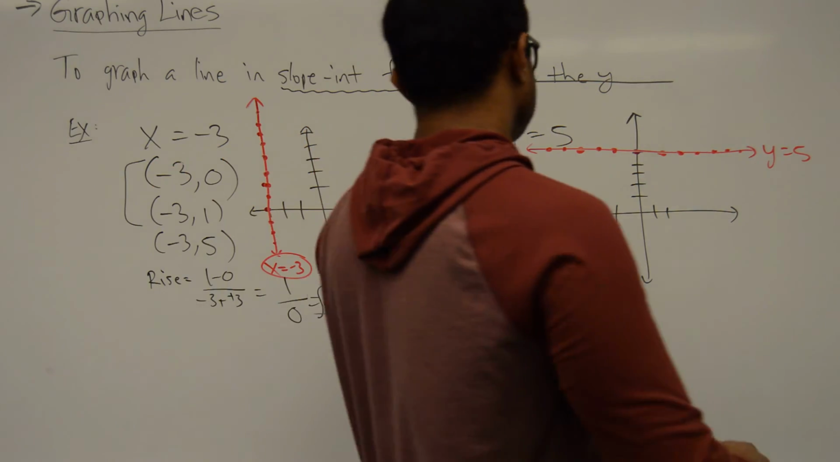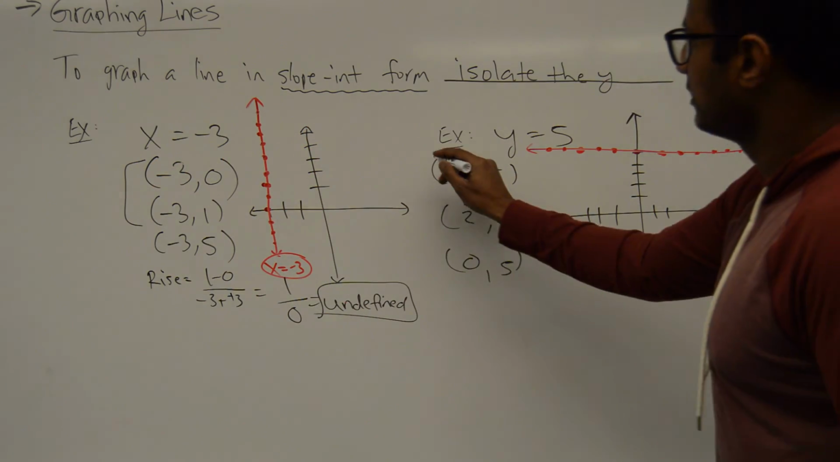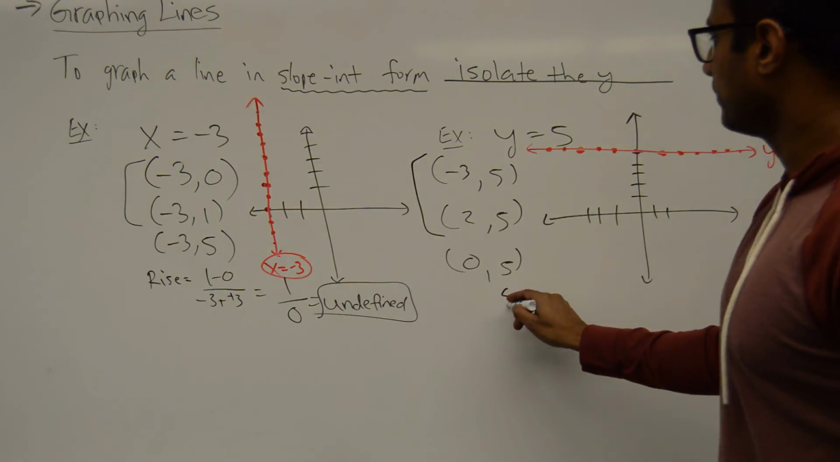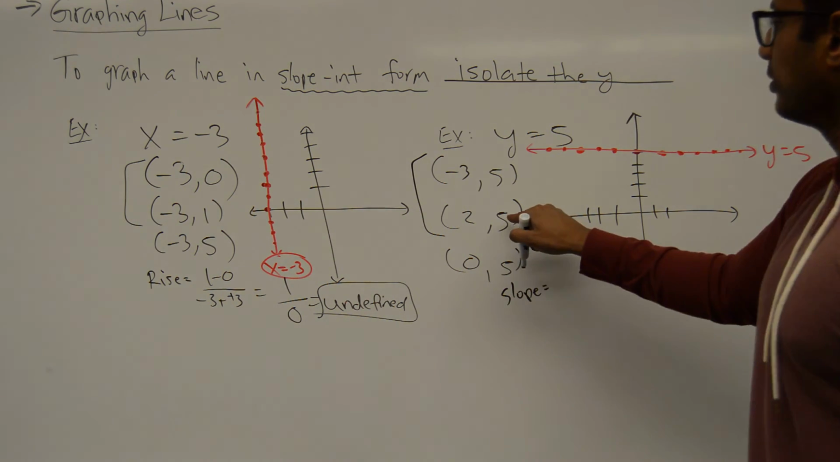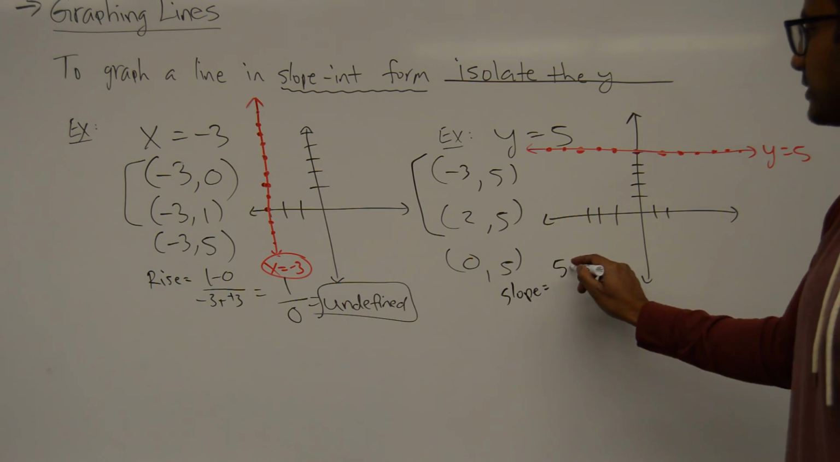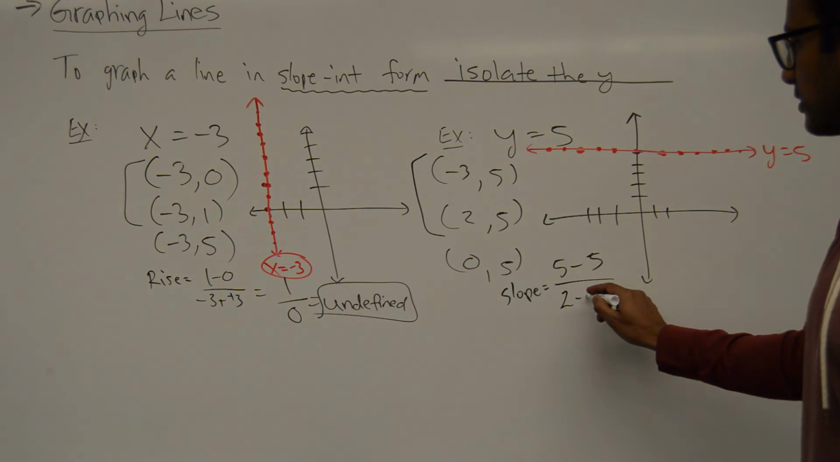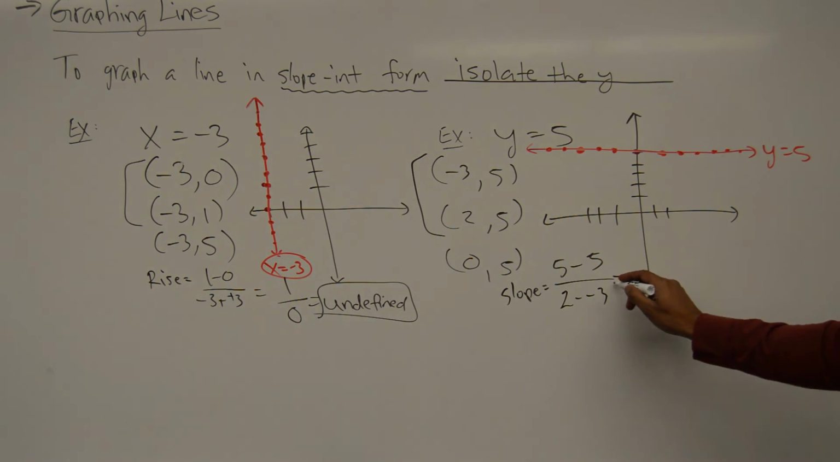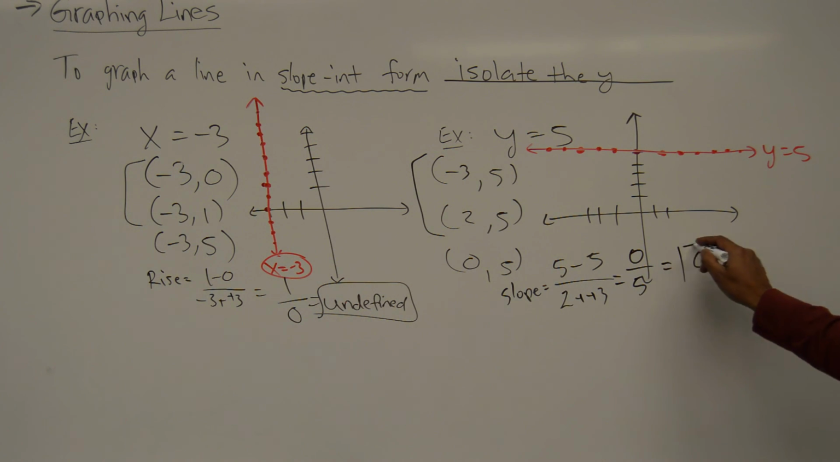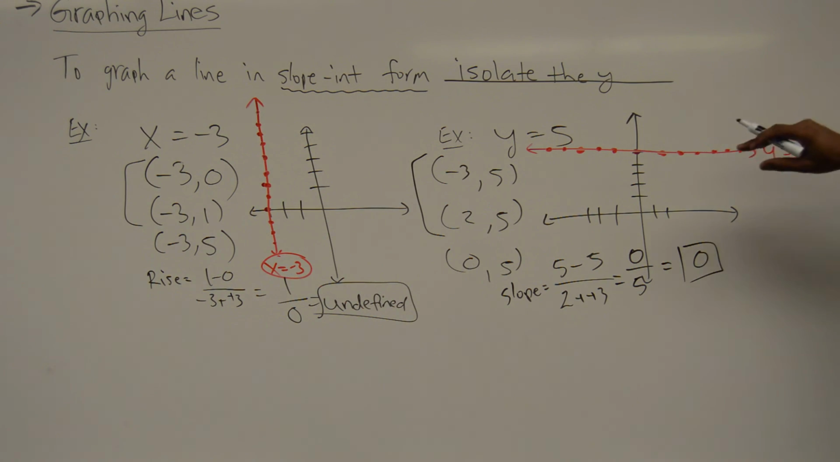On the other hand, if you take the horizontal line, let's take these 2 points. Our slope is going to be y2 minus y1, which is 5 minus 5, divided by x2 minus x1, which is 2 minus -3. So this gives us 0 over 5, which will be 0. So the slope of any horizontal line is going to be 0. And the slope of any vertical line is going to be undefined.